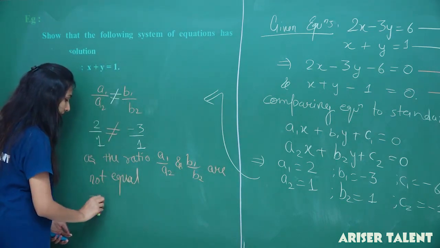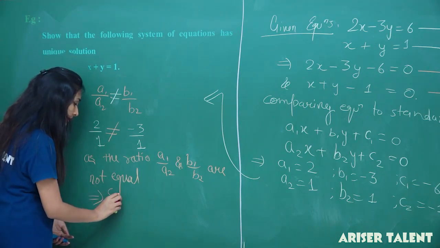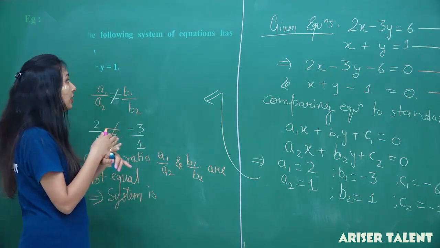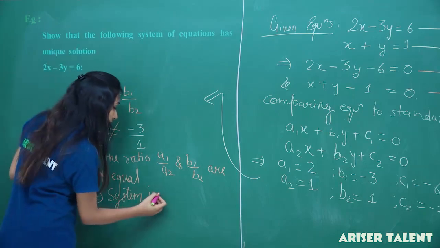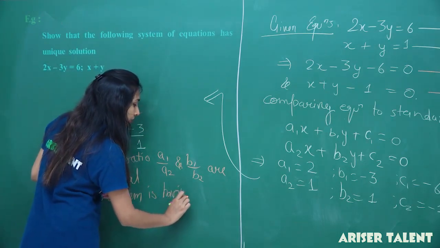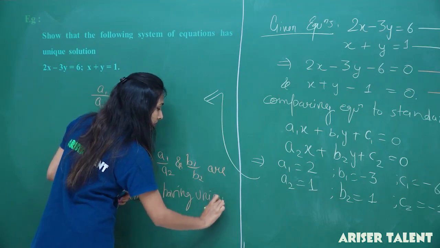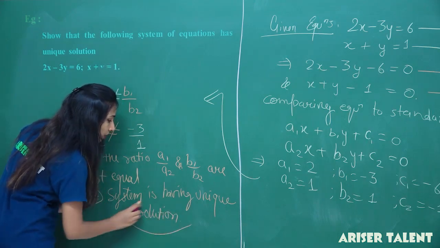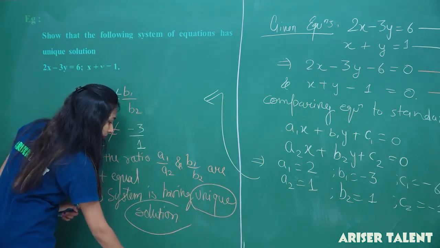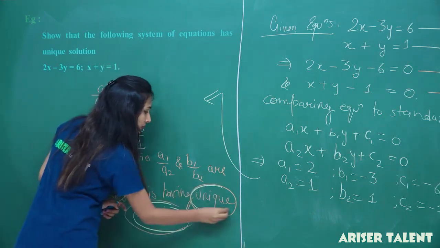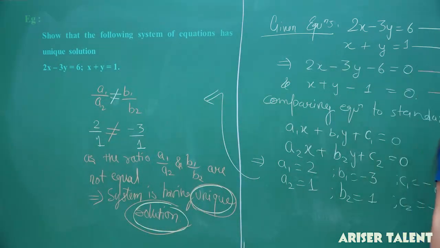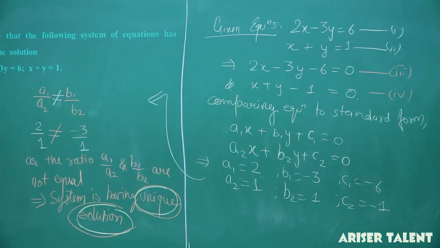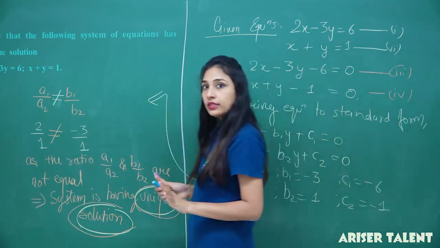What does that mean? This implies that the lines are intersecting each other, so we have a unique solution. The system is having a unique solution. Okay, so note this, and we are going to do many more questions of this category. Okay, so understood that thing.